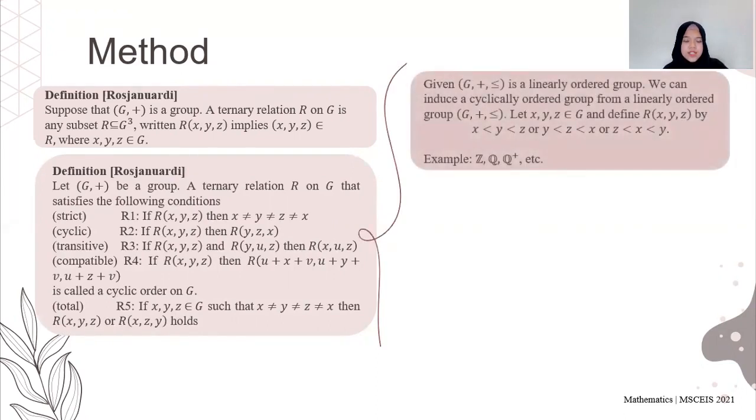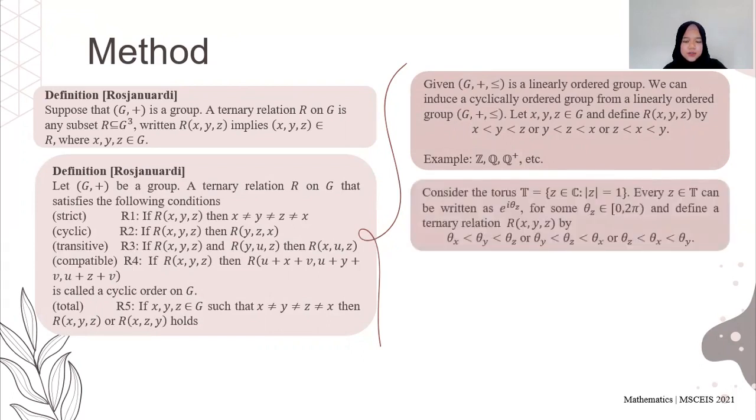first, given (G, +, less than or equal) a linearly ordered group, we can induce a cyclically ordered group from the linearly ordered group by defining a ternary relation R like this. It can be checked that R is a cyclic order on G. Then (G, +, R) is a linear cyclically ordered group. The examples for this case are the group of integer numbers or the group of positive rational numbers.